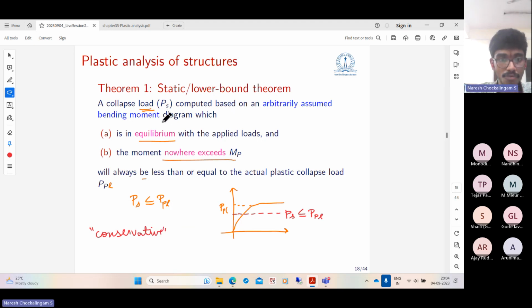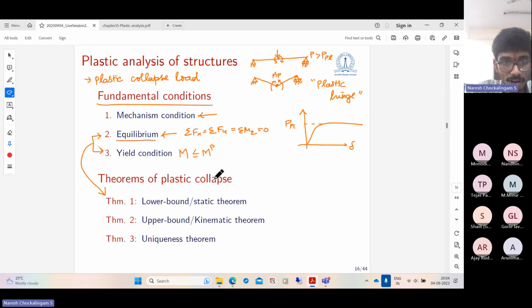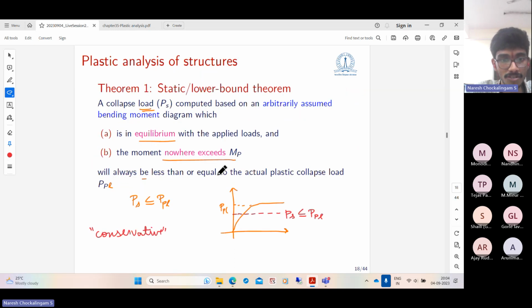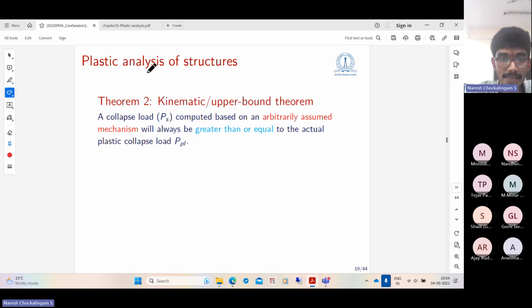In this case, we have not enforced the mechanism condition. That is, the structure has not become a mechanism. It can still have some more load carrying capacity. It is not accelerating. It is not at the verge of collapse. It is well below, it has not yet formed a mechanism. It just obeys equilibrium, and the moment is nowhere beyond MP. So it is conservative.